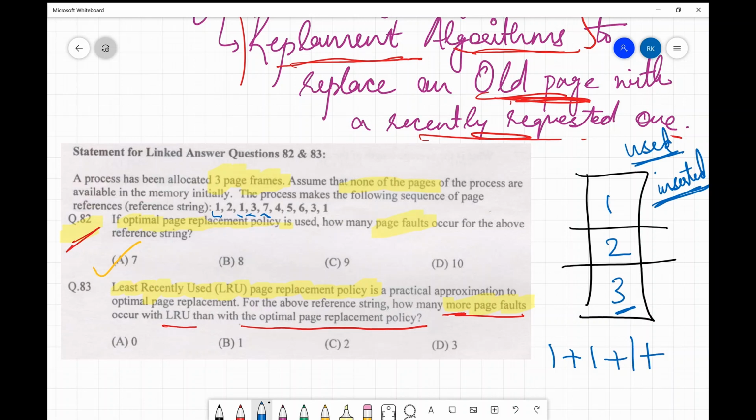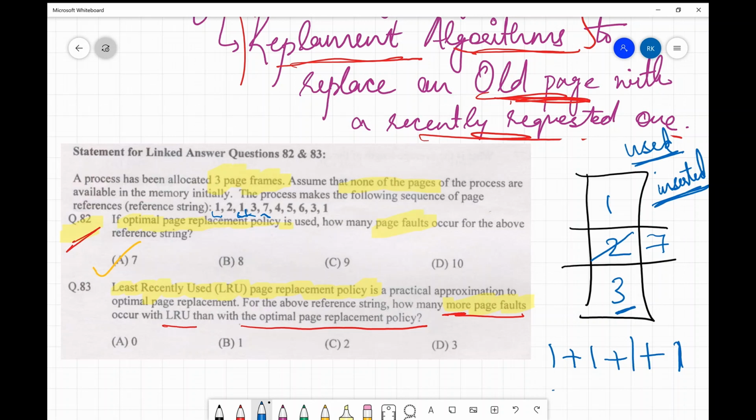So 2 is the one which is being used. 1 was just used before 3 if you pay attention to this order. So over here the frame which was least recently used is 2, so we'll cut this and insert 7, and again a page fault occurs because of this.